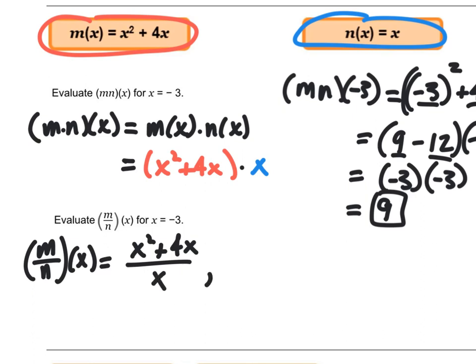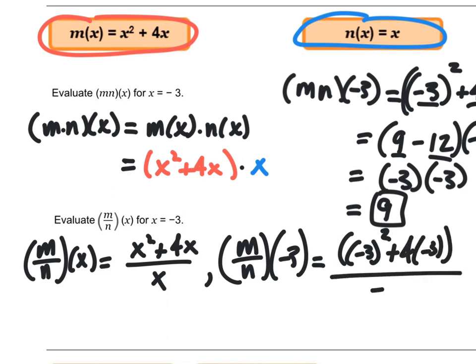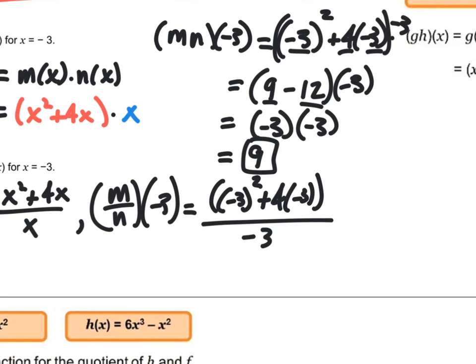Now, if I wanted to plug in negative 3 into that, we've got (m over n) of negative 3. Let's go ahead and plug in negative 3 for x, and that's going to give me the quantity negative 3 squared plus 4 times negative 3, all divided by negative 3. Let's evaluate that.